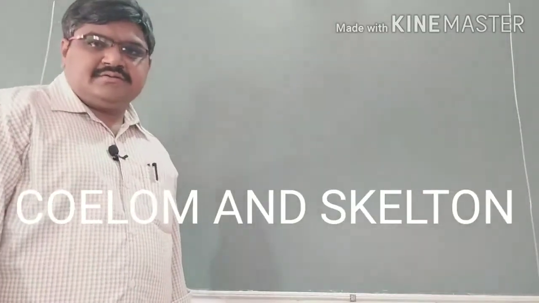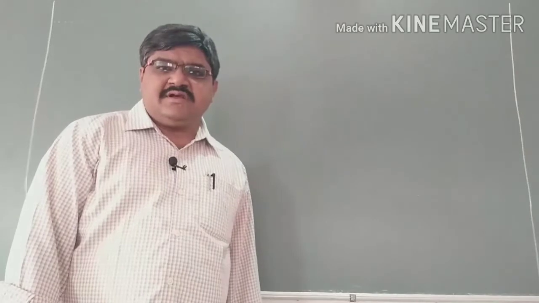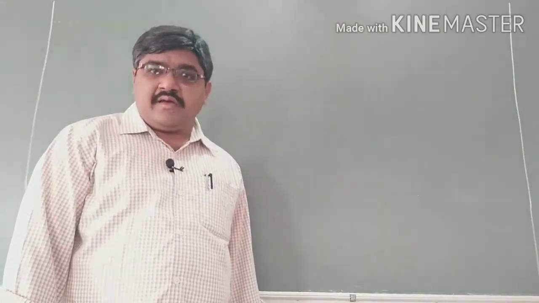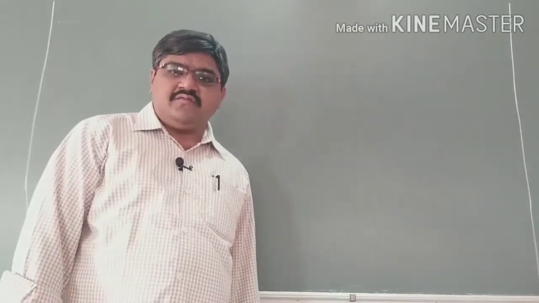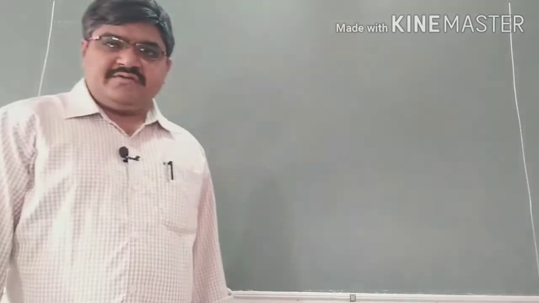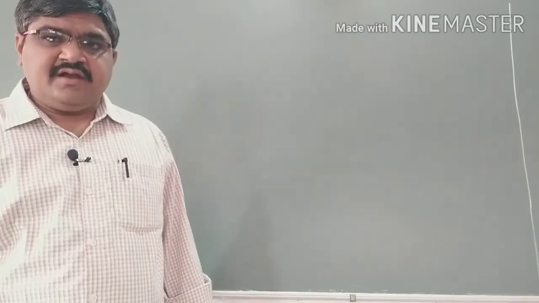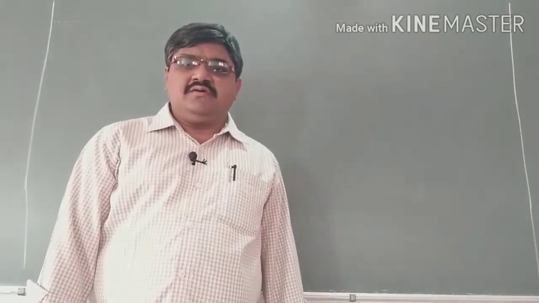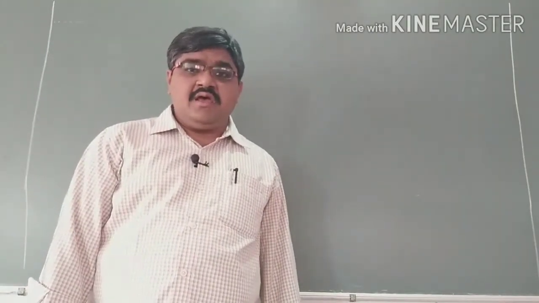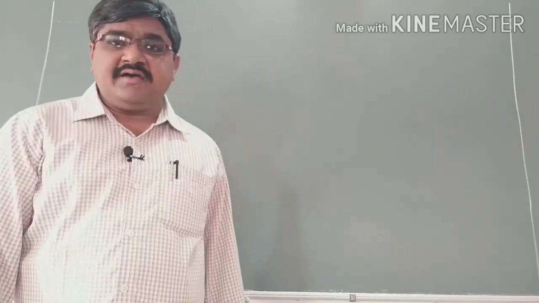So, good morning, students. In last class, we have studied body symmetry, where body symmetry is divided into four types. One is universal, otherwise called spherical symmetry. Second is radial symmetry. Third is bilateral symmetry, and the fourth is biradial symmetry.